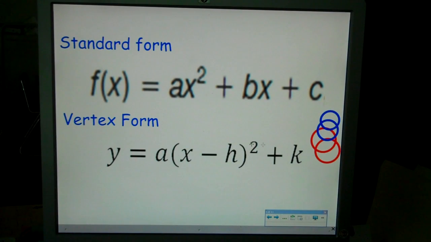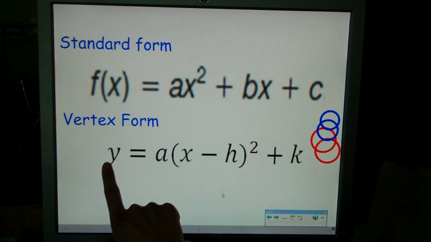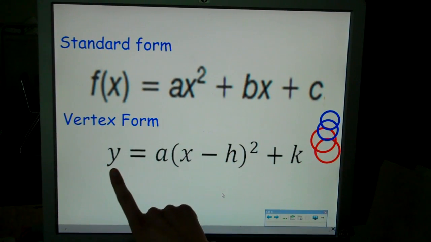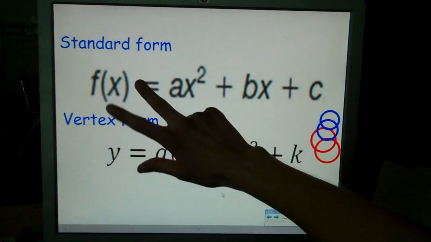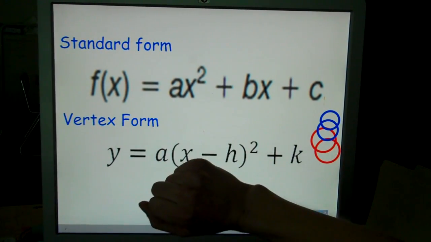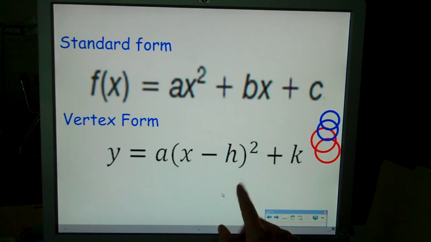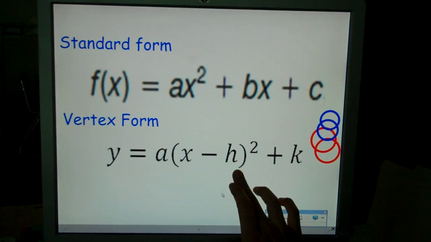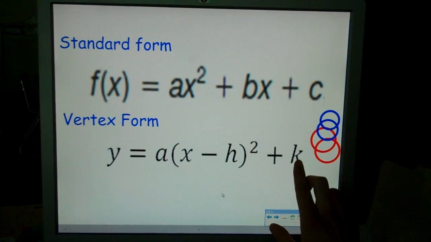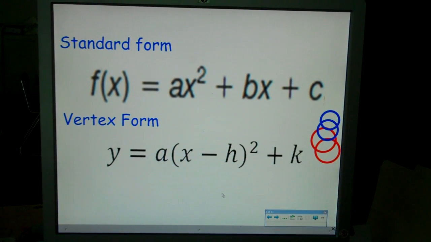All right, vertex form is y, or if you prefer, you can put f of x. Please get comfortable with seeing these 2 interchangeable, okay? They mean the same thing. y equals a times the quantity of x minus h squared plus k. Take that in for a minute. I understand that's a lot of variables, a lot of letters.